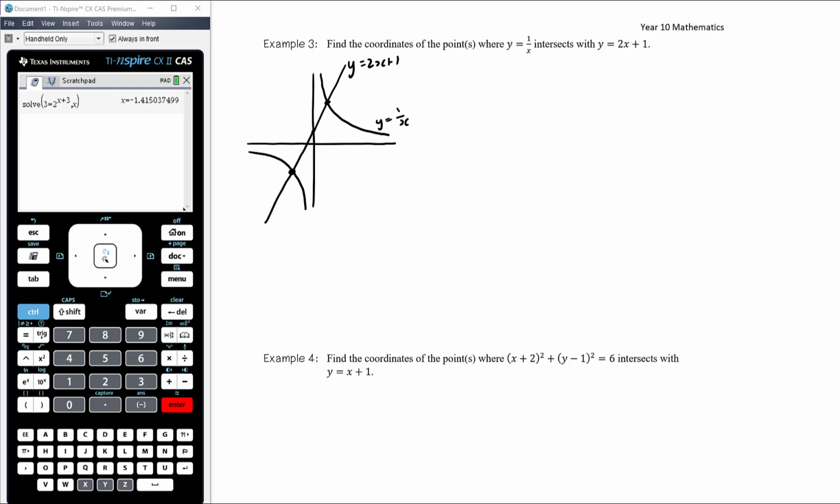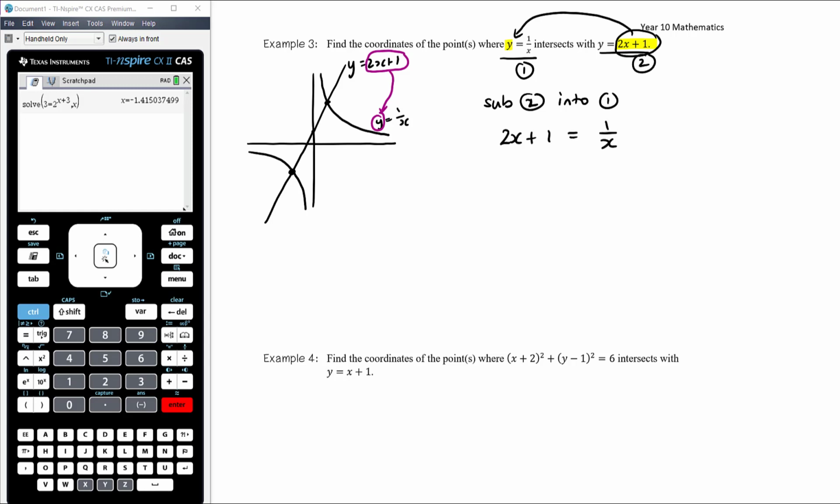Okay, so we can substitute one into the other. If 2x plus 1 is the same as y, we can put that into our other equation so that we have a single equation. So this is equation 2, this is equation 1. I'm substituting equation 2 into equation 1. That is, in place of y, I'm going to put 2x plus 1. So we're now going to have 2x plus 1 is equal to 1 on x. Solving that equation is going to give us the x coordinates of the points of intersection.